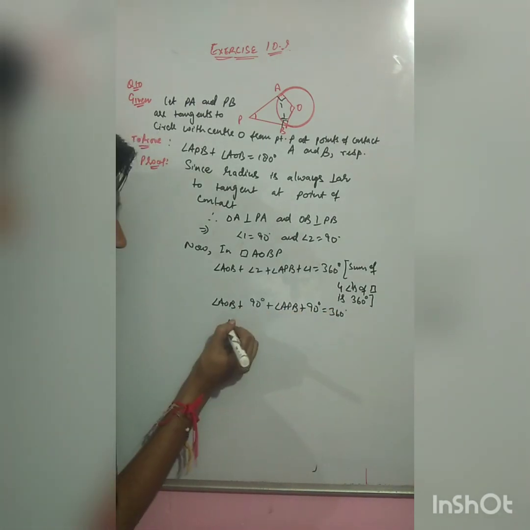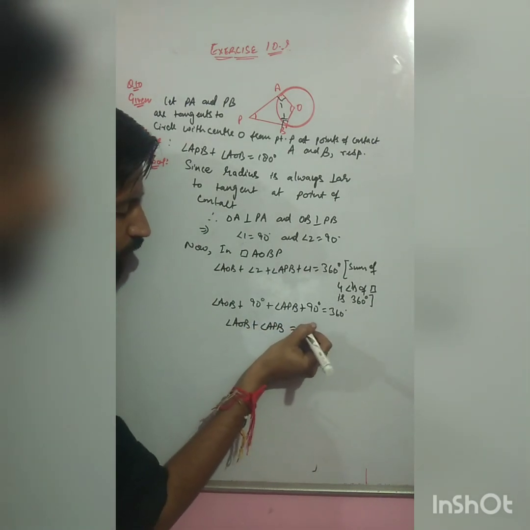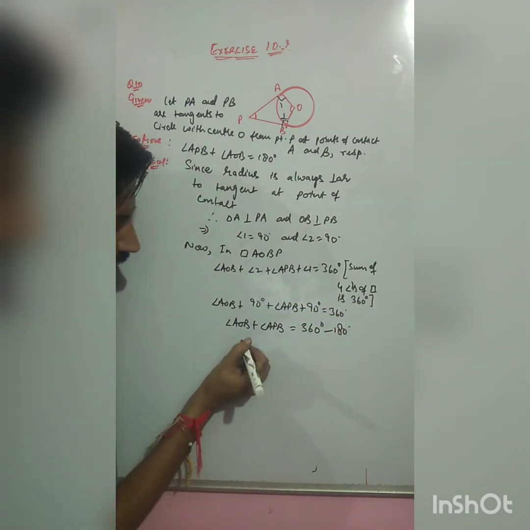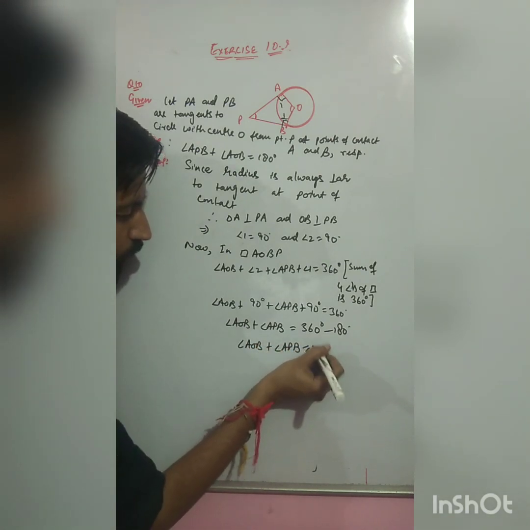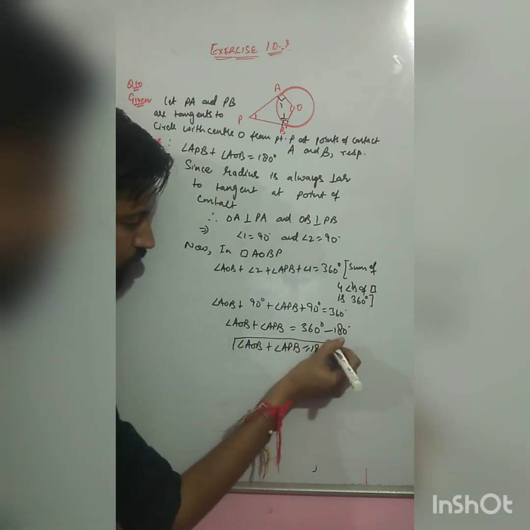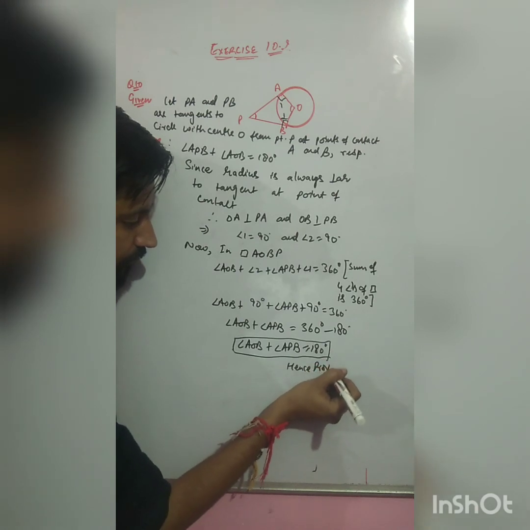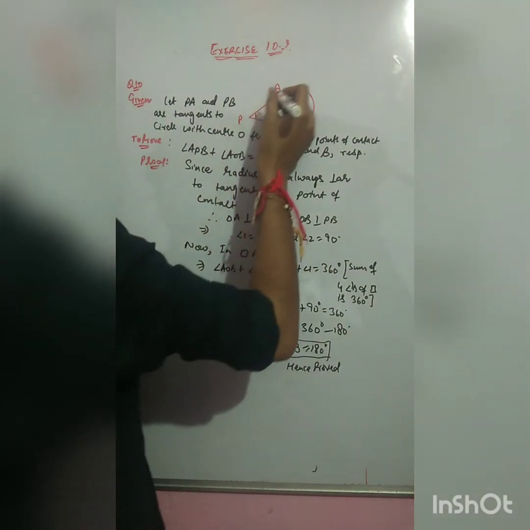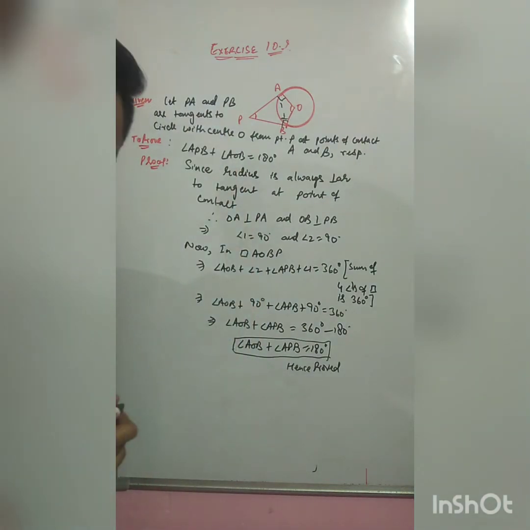So AOB plus APB is equal to 360 minus, 90 plus 90, 180. When it is transposed to the RHS, it becomes minus 180. So AOB plus APB is equal to 180 degree. So this is what we have to prove. Hence proved. That is, the angle between the two tangents is always supplementary to the angle between the radii drawn at the points of contact. So okay students, this is question number 10.